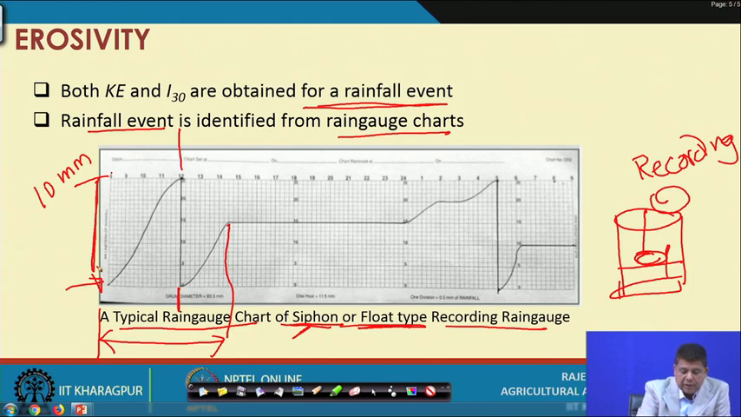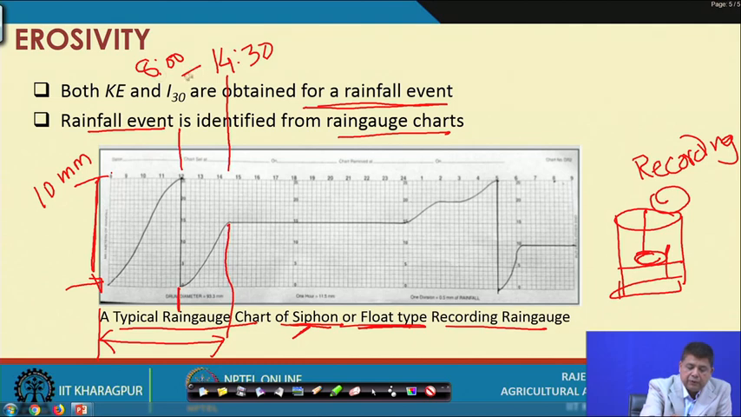So, from 8 o'clock till almost 2:30, this is 14:30 actually, from 800 hours to 14:30 hours there is a continuous rainfall, and then from this rain gauge chart we can also read the magnitude of rainfall. So, this is 10 mm, and here, as you see, this is 6 mm.